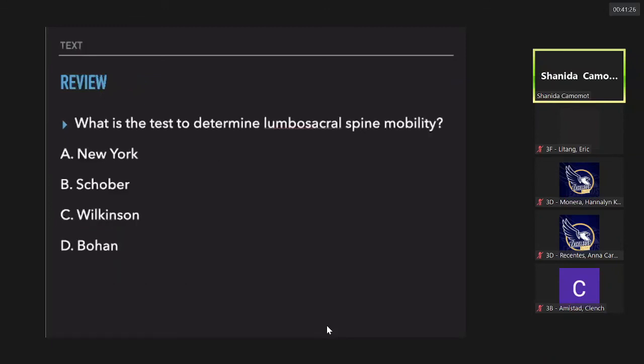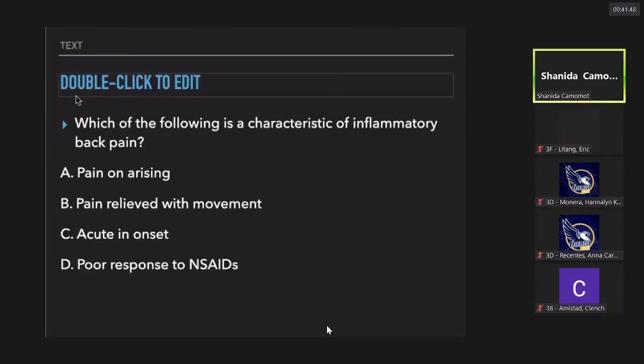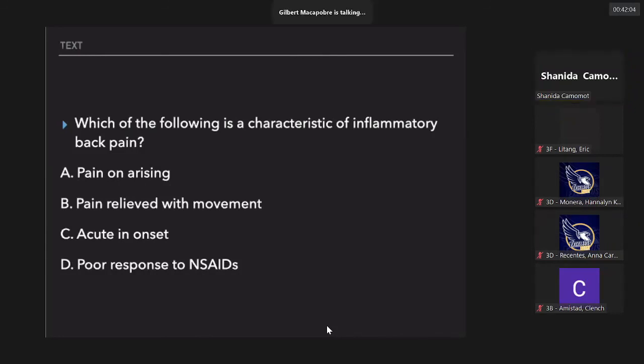Before we end, let's have a quick review. What is the test to determine lumbosacral spine mobility? Is it New York, Schober, Wilkinson, or Bohan? Okay, the answer is Schober. Very good. Now, which of the following is a characteristic feature of inflammatory back pain? Is it pain on arising, pain relieved with movement, acute in onset, or poor response to NSAIDs? Letter B, Doc. Okay, very good.